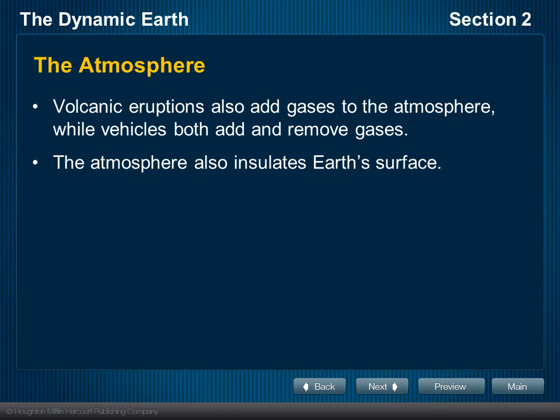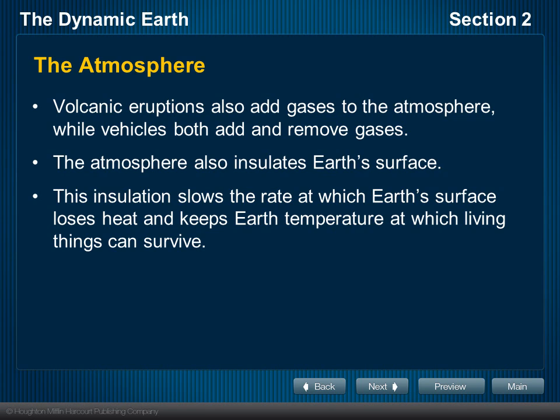Another important aspect of the atmosphere is the fact that the atmosphere insulates the Earth's surface. What we mean by this is that there is a perfect percent composition of the atmosphere that allows the temperature of the surface of the Earth to be in a range that sustains life. Insulation slows the rate at which the Earth's surface loses heat, and it keeps the Earth's temperature at a level at which living things can survive. This is a very narrow window, and that's important to understand. A function of the atmosphere on the Earth is connected to the temperature of the surface of the Earth.